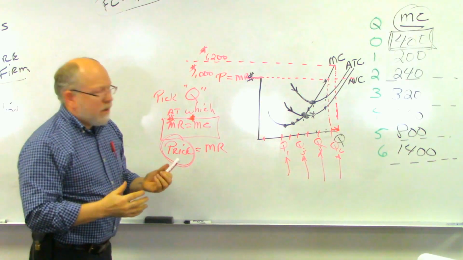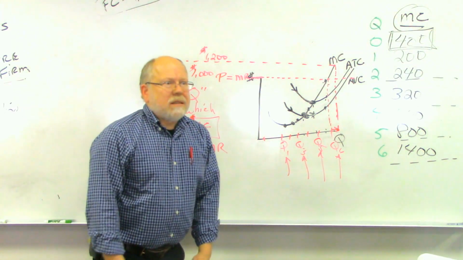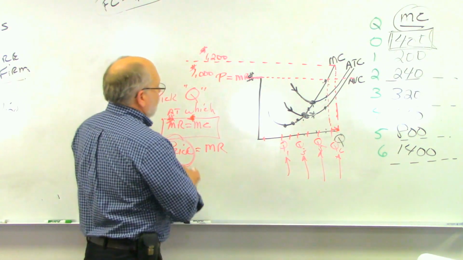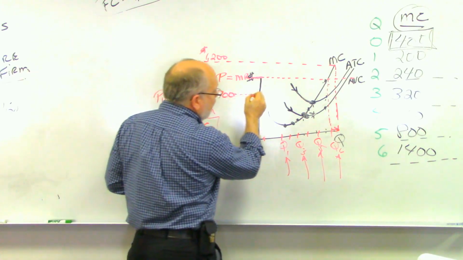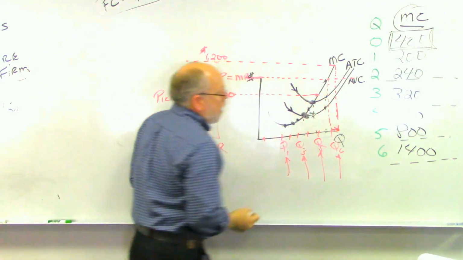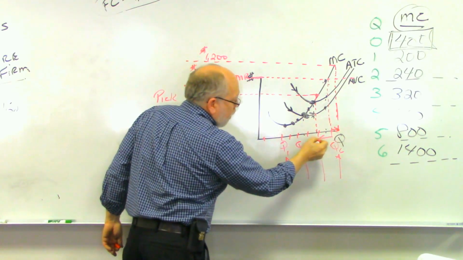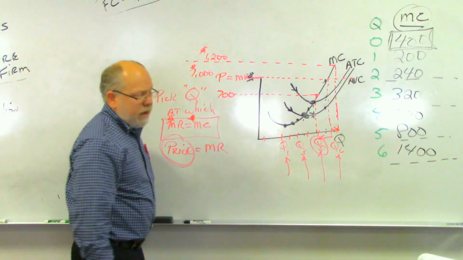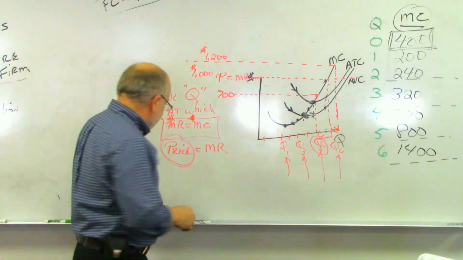But what happens if the price of our good in the marketplace goes down? I don't like it, but okay, it's going down to $700. So we come over here at $700. We hit our marginal cost curve. We come straight down. Oh, we're going to reduce our production down to Q5. So let me back up a second here.